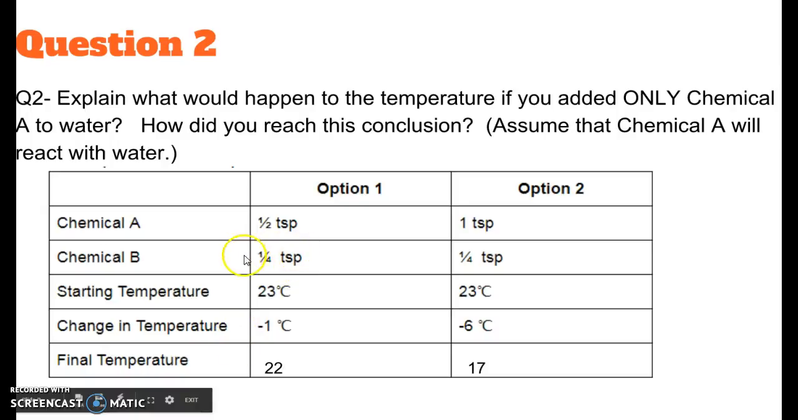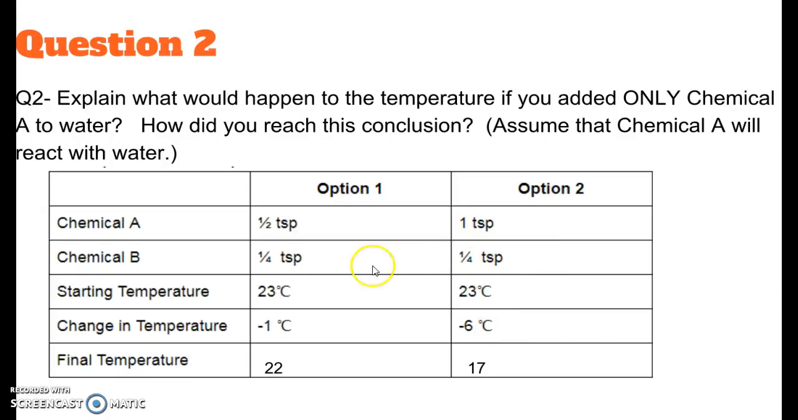You'll notice in this case, chemical B is 1/4 of a teaspoon both times. That's kind of serving like a control in this experiment. When I add more of chemical A, I have half a teaspoon here, and I double the amount to 1 teaspoon here, I can see what effect A has on the reaction. I know that A is causing the change again because B is the same in both cases. When you have 1/2 teaspoon of chemical A, the temperature goes down by 1 degree Celsius. When I double the amount of chemical A, you'll notice that I get a 6 degree drop.